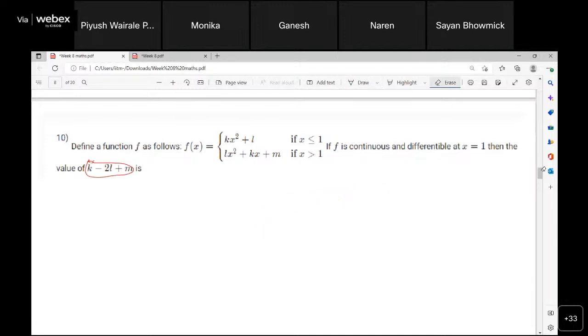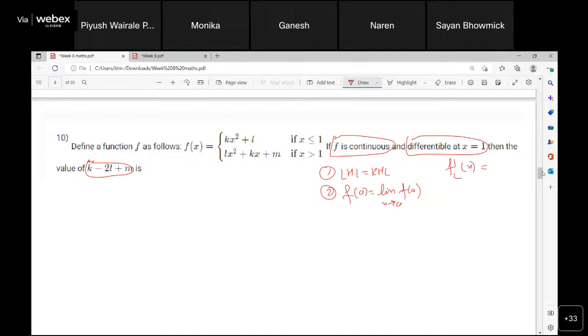Now try to find out x minus 2l plus m, which means basically just find out the values of x, l, and m. The function is continuous, so we have to apply that condition, and it is differentiable also, so it should be equal when x equals to 1. My left hand limit must be equal to the right hand limit. My second condition is f of a must be equal to limit x tends to a of f of x. And for differentiability, the left and right derivatives must be equal.